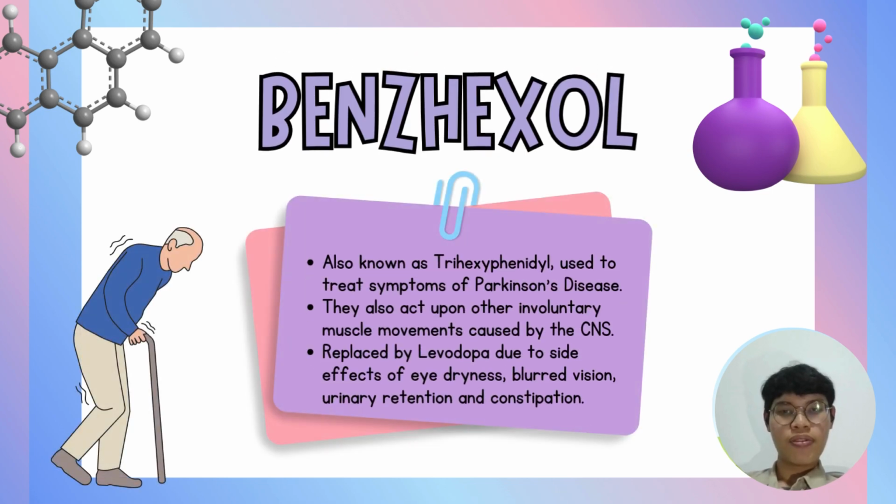Hi, my name is Yusuf, and I'll be explaining the final heteroaromatic compound known as benzhexol. Benzhexol is also known as trihexyphenidyl. It is used to treat symptoms of Parkinson's disease, such as tremors. It also acts upon other involuntary muscle movements that are controlled by the central nervous system. Thus far, it has been replaced or taken in combination with levodopa due to its side effects causing eye dryness, blurred vision, urinary retention, and constipation.